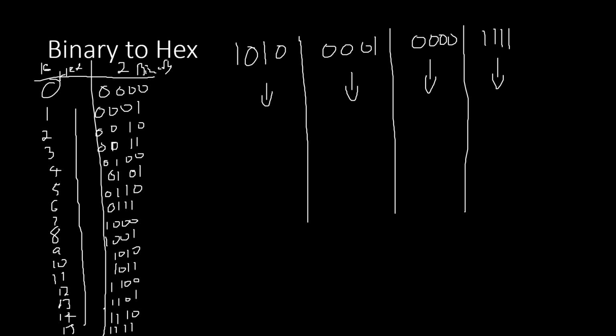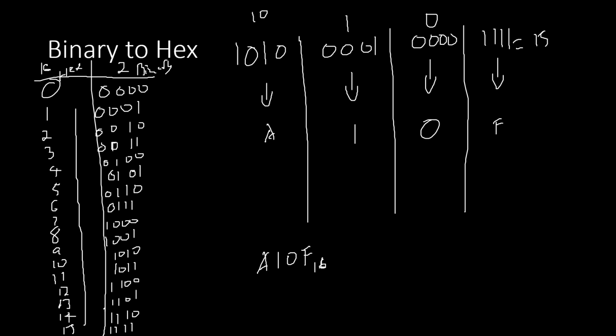So for this first one, that's equal to 15. So we can write an F, because F is 15 for hexadecimal. This is equal to 0, so we can just write a 0. This is equal to a 1, so we can write a 1, and this is equal to 10, so we can write an A. So 1010 0001 0000 1111 is equal to A10F in base 16.